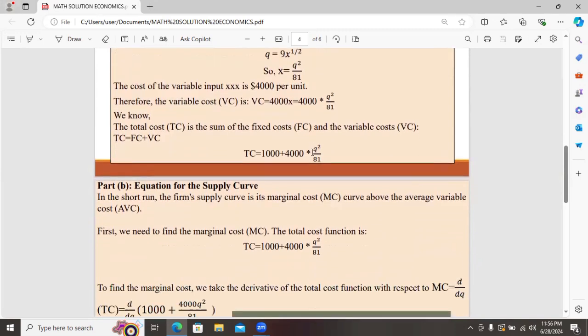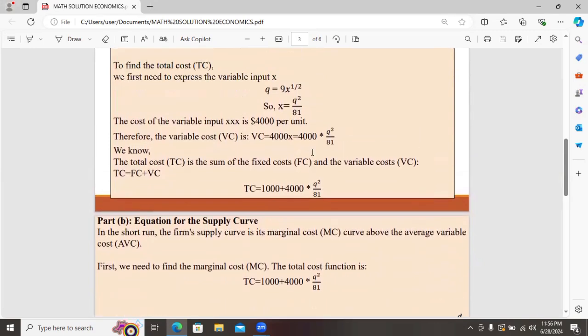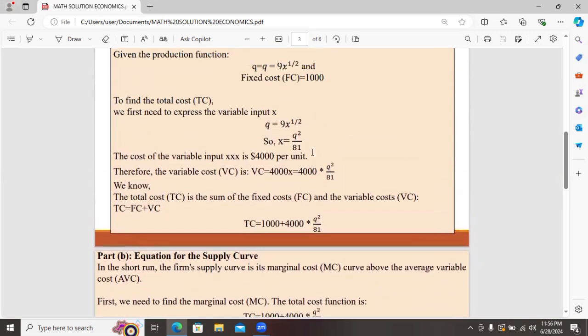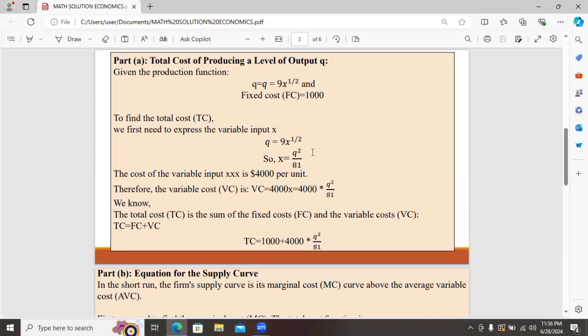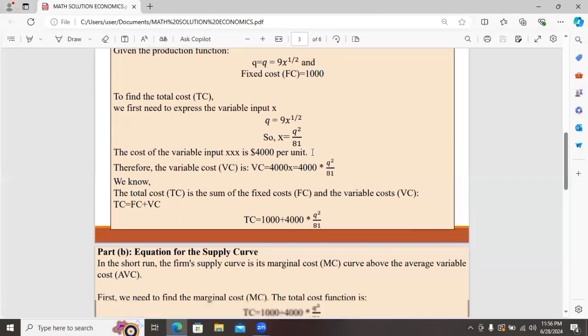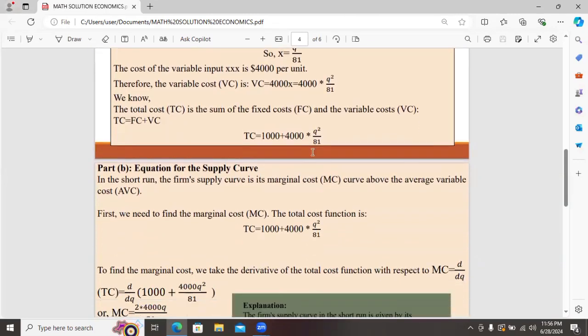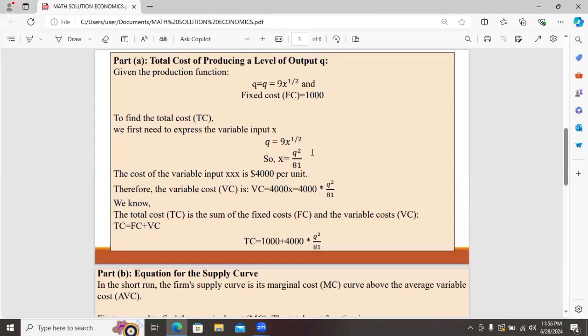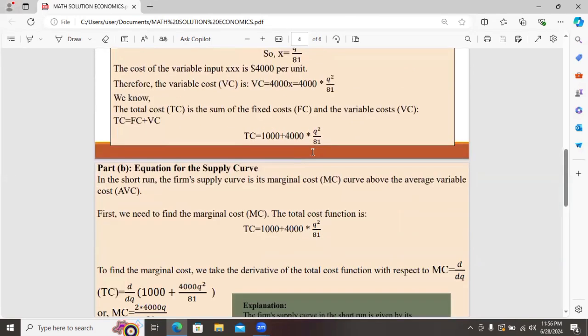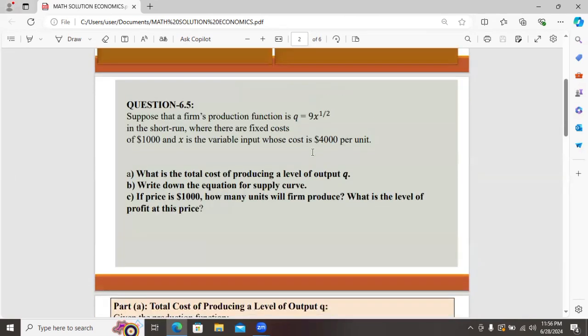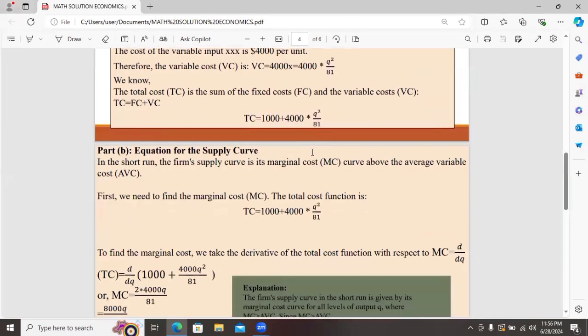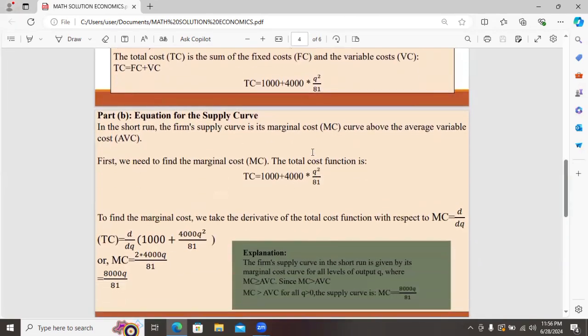In order to find the total cost, we add both of these, because total cost is the sum of fixed cost and variable cost. Fixed cost is from the question, and variable cost is what we got from the value of VC. All right, that was it for part A. Now for part B, we have to find an equation for the supply curve.